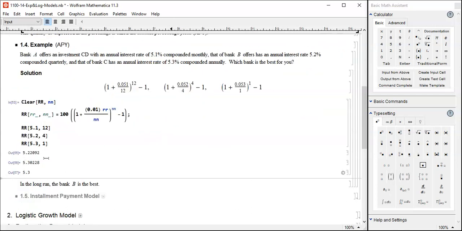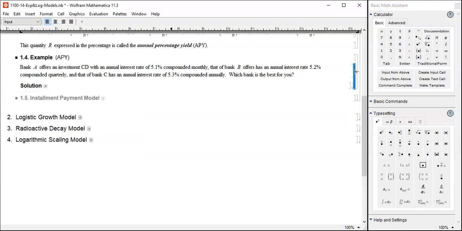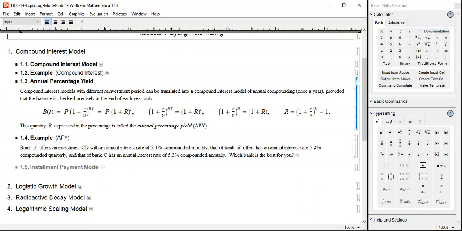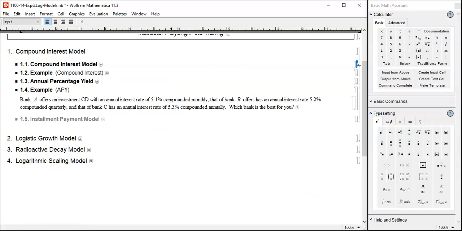And if you do it right, you're going to get 5.22 something, 5.302 something, and 5.3 precisely. So the middle one here, quarterly reinvestment with 5.2%, gives you the best rate. And how do you compare? One way to do that is APY, annual percentage yield. Another way is to go back to this model here and calculate with an arbitrary P and then compare.